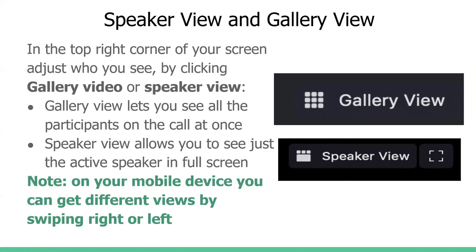So I typically pick speaker view because sometimes it's kind of disorienting when I just see everyone at once. And if you're actually having a conversation with them, you're usually looking at whoever is speaking. So speaker view is a really good setting to click on there. Oh, and then there's a note at the bottom here. So when you're on your mobile device, you can get different views by just swiping right or left. So you can switch it from gallery view to, say, speaker view, for example, if you just swipe.